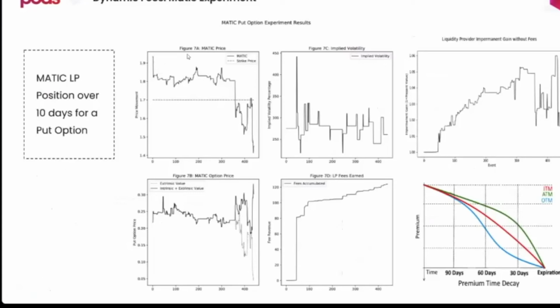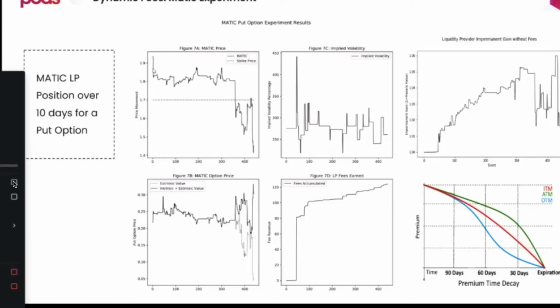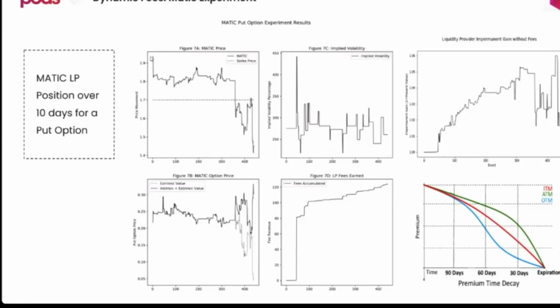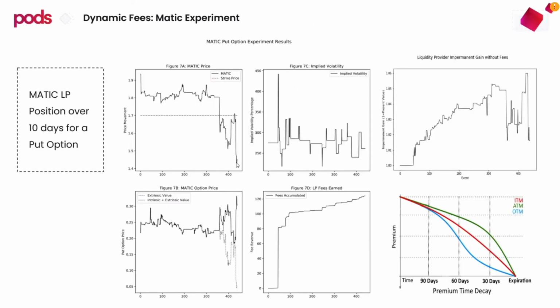If you look at the top left, figure 7A, we had the price of Matic, which is a Polygon layer 2. Let's say it started off at around $2. As time went on, over the course of about 450 events of interaction with our AMM, which lasted over 10 days, the price of Matic went from around $2, very far out of the money, to very deep in the money, at about 1.4.